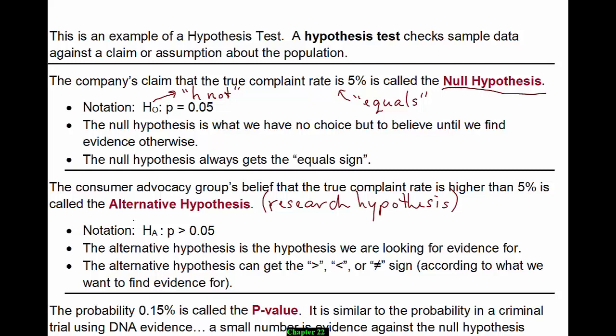In our case, the consumer advocacy group thought that the true complaint rate was higher than 0.05. Notice the notation for the alternative hypothesis is a capital H with a subscript of a capital A. The A stands for alternative. Since the research hypothesis here was that they thought the complaint rate was higher than 5%, that's why we say that we think P is bigger than 0.05. That's what we're looking for evidence for. In general, the alternative hypothesis gets the bigger than, less than, or not equal to sign according to what we want to find evidence for.